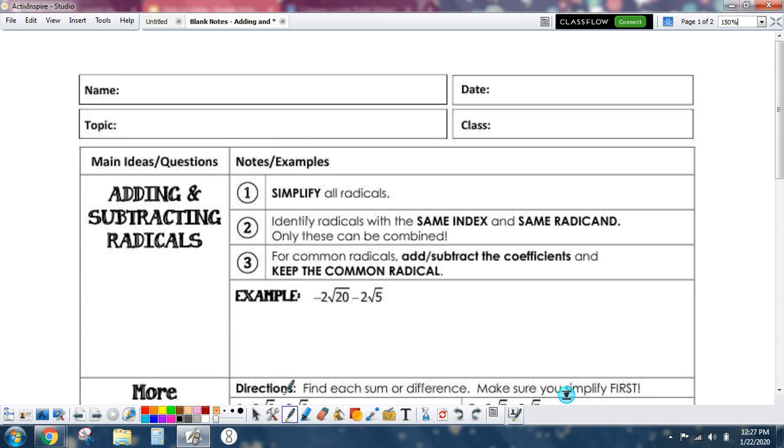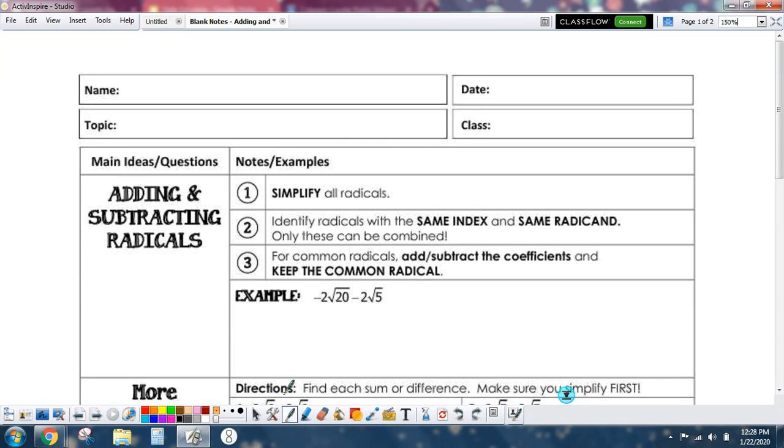Step 2 is to identify radicals with the same index and same radicand. Remember, the index is the tiny number that's outside of the radical, and the radicand is the number under the radical. So you need to make sure that your same index and same radicand are numbers that you can combine. For example, if you had the square root of 3 and the square root of 3, you can combine those because they're both square roots of 3. But if you had the square root of 4 and the square root of 3, you can't combine those because 4 and 3 are different numbers under the radicals. These are pretty much like terms when we combine like terms.